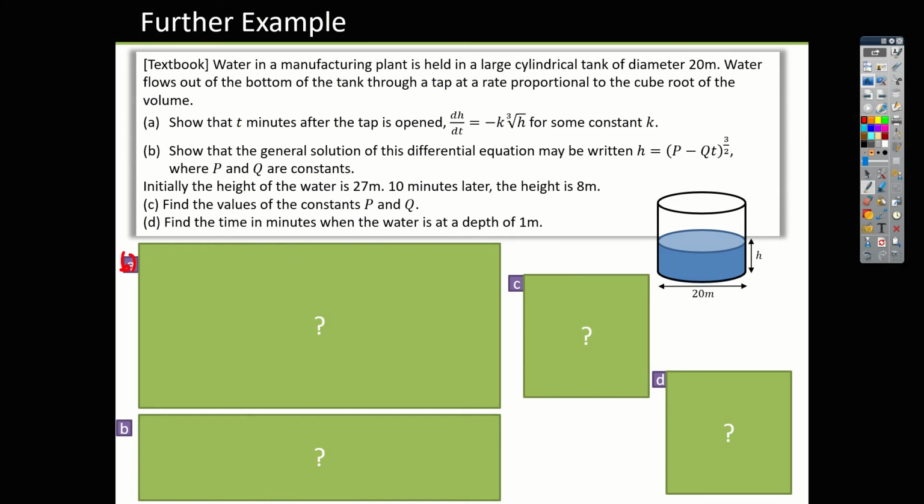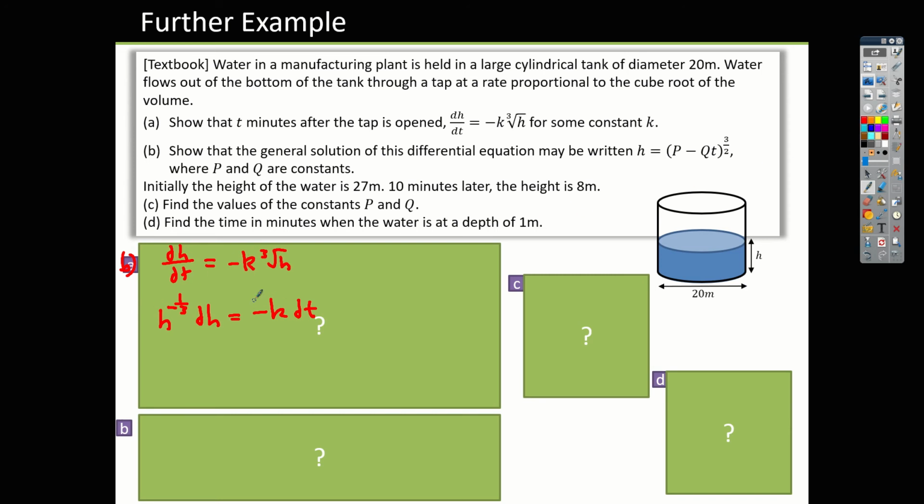So to solve B, let's mark it up as that. We're going to solve this equation. Let me write it again. This is again in separable form. I need to get the h's to this side, so I'm going to divide by the cube root of h, but that's going to turn it into this. It'll be 1 over the cube root of h, which will be h to the minus a third, dh equals minus k dt.